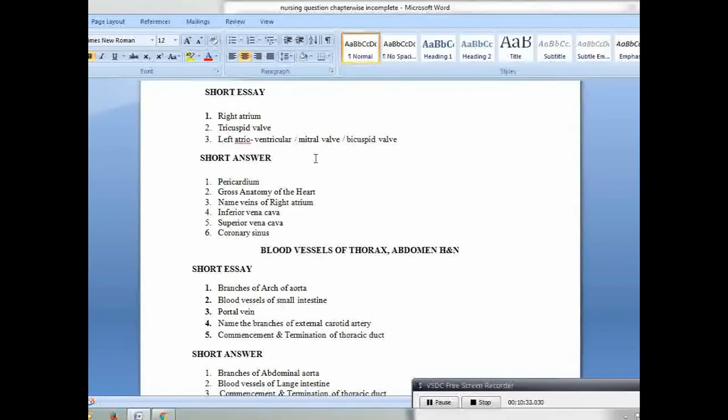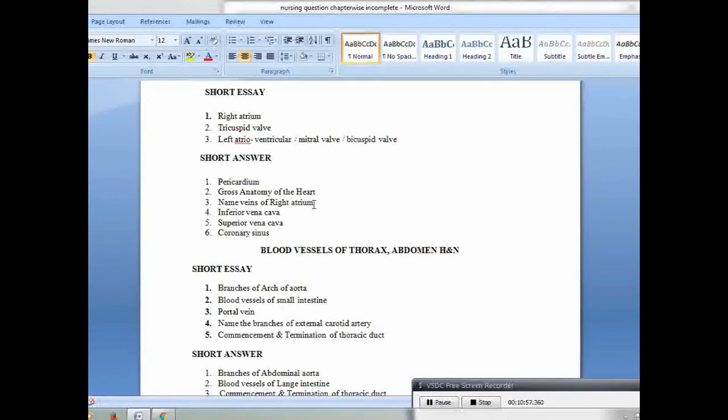Gross anatomy of the heart. Again, this is a repeated question. You need to mention about nerve supply, blood supply of the heart, particularly, right? And the different chambers of the heart, the structure of the heart. Name veins of the right atrium. So different veins that are draining into the right atrium, like coronary sinus, right? Coronary sinus is draining into right atrium.